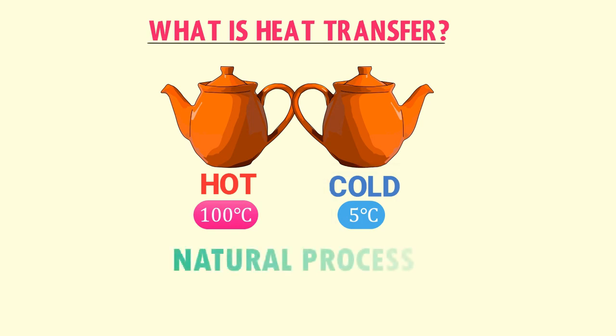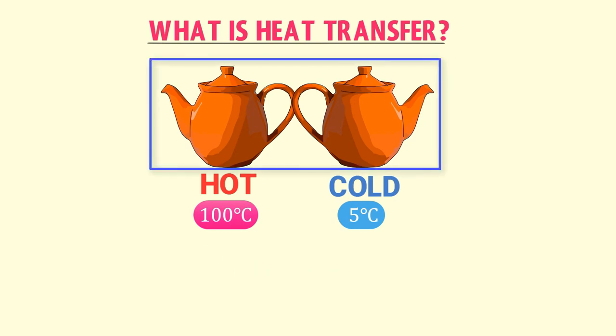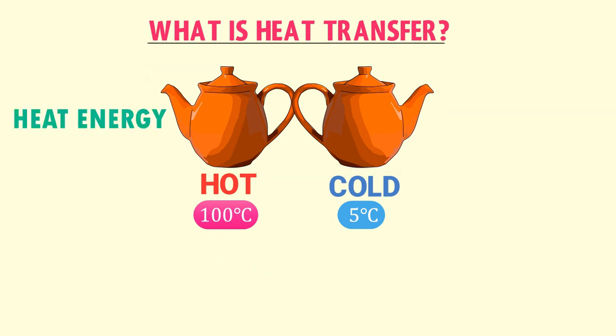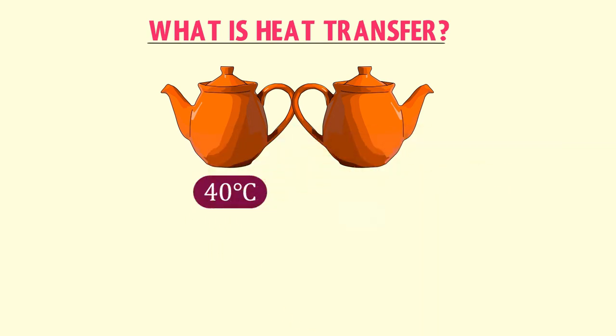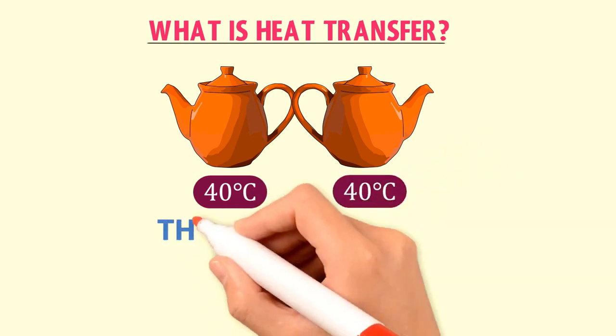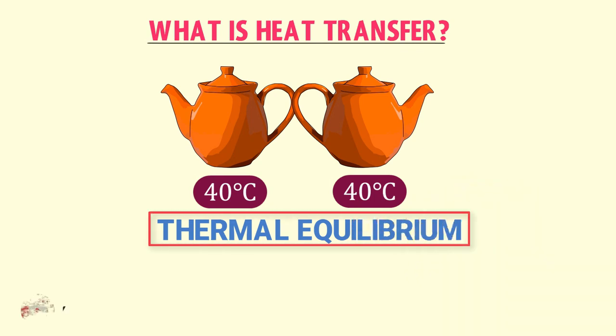Now, a natural process of transferring heat energy or thermal energy occurs between these two objects. Heat or thermal energy from this hot object transfers to this cold object until both bodies reach an equal temperature. For example, when heat energy is transferred from the hot object to the cold object, let the temperature of the hot object drop to 40 degrees centigrade and the temperature of the cold object rise to 40 degrees centigrade. This state is known as thermal equilibrium.